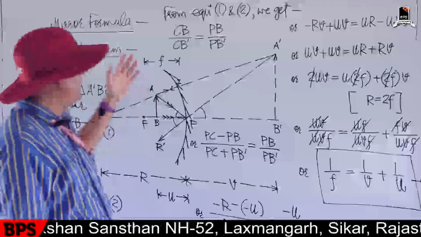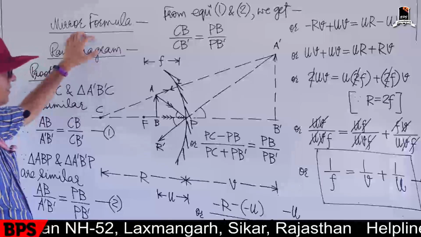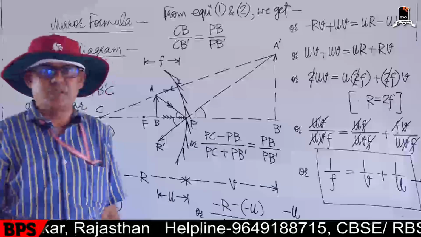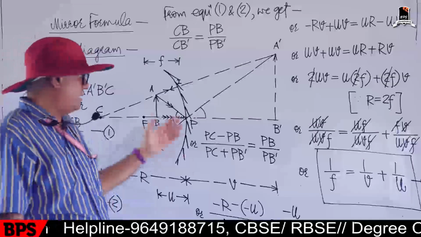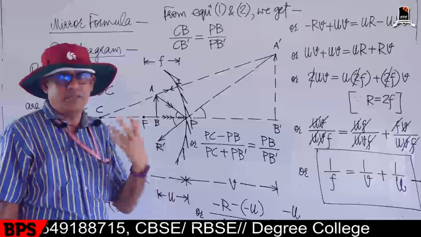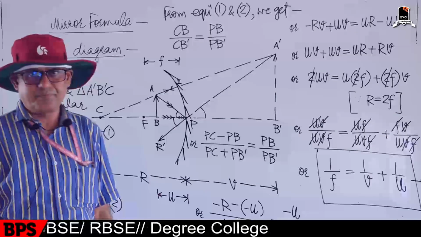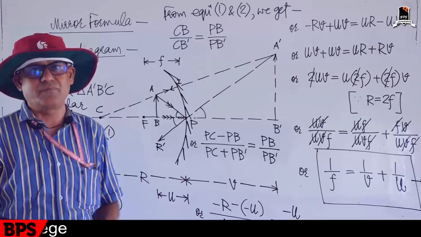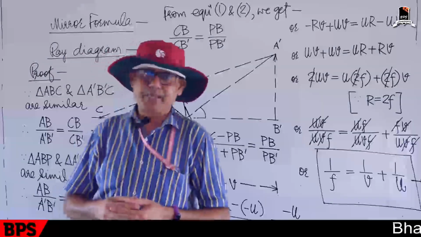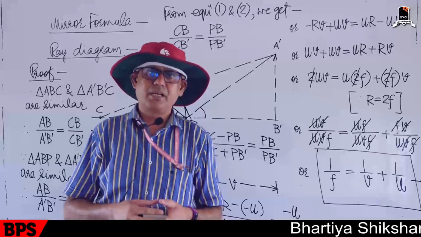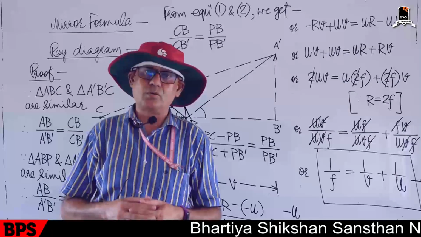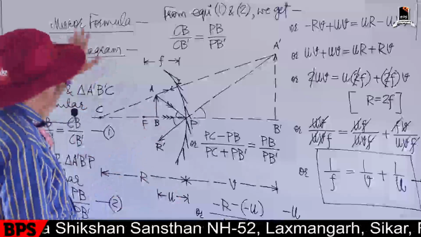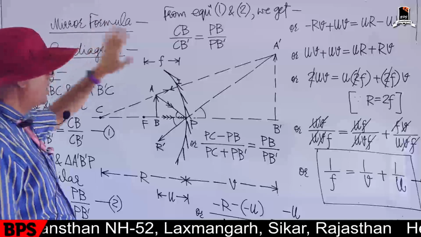Tomorrow we will derive the same mirror formula, but instead of this concave mirror, we will use a convex mirror. And you know very well that a convex mirror always forms virtual images. You can't form a real image through a convex mirror. So we will derive the same mirror formula tomorrow.